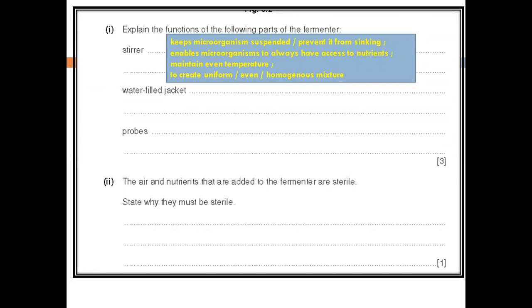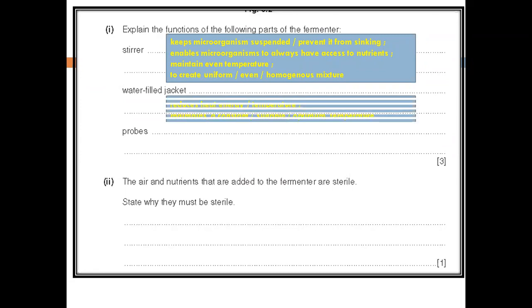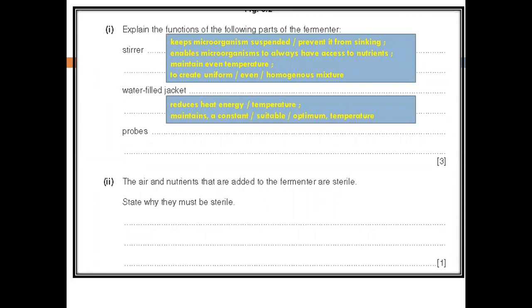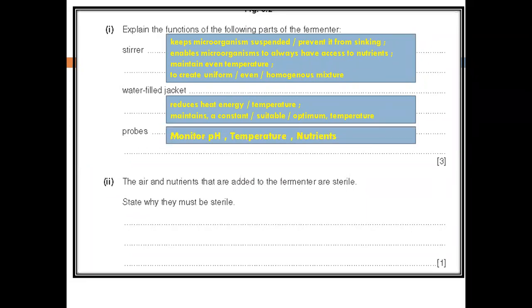Okay, now the water filled jacket. It reduces heat energy, it's absorbing the heat. There is a constant supply of cool water. So if heat is produced as a result of metabolic reactions inside the fermenter, the water absorbs that. This maintains a constant optimum pH and optimum temperature for that organism. Probes monitor pH, temperature and nutrients, right?